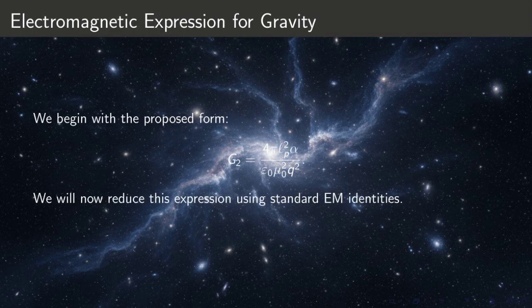Electromagnetic expression for gravity. We now consider the proposed electromagnetic form for gravity. G2 equals 4 pi times Planck length squared times alpha divided by epsilon naught times mu naught squared times q squared. Our objective is to reduce this expression using standard electromagnetic identities.